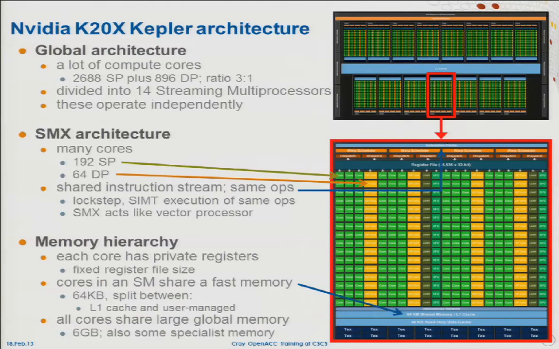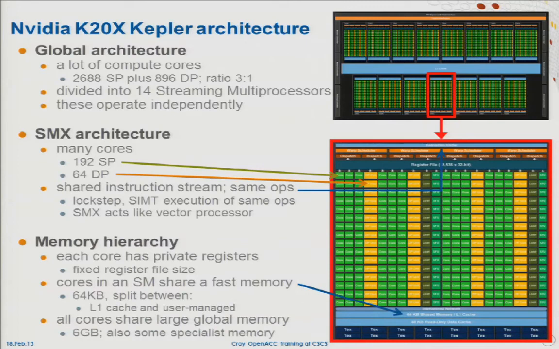Within there, all of these cores, they don't operate independently like the cores of a CPU. They all have to do the same thing at the same time. Well, not all of them, but they operate in blocks with a shared instruction stream. So it's a lockstep. It's what they call SIMT, single instruction, multiple thread. If you've used vector processors in the past, it's like a vector processor.